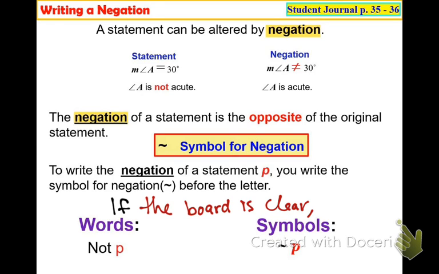So basically what would happen is you would negate it. You would say if, and then what's the negation of the board is clear? The board is not clear. So you don't change the words. You just add the word not or you take away the word not.